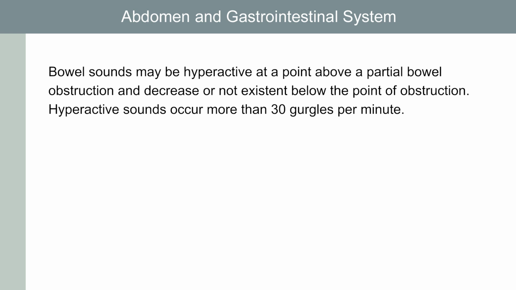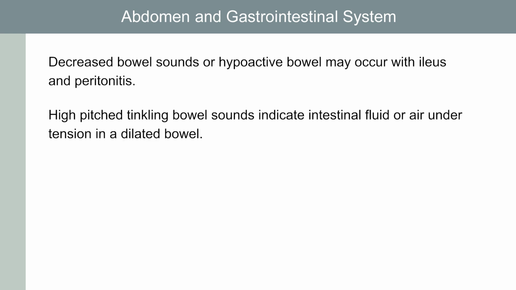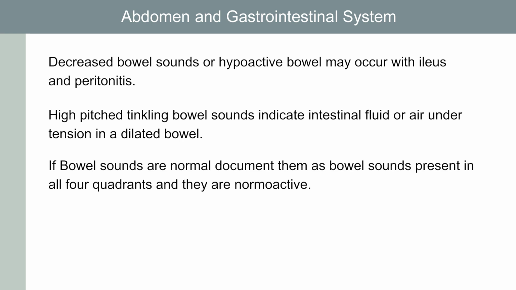Bowel sounds may be hyperactive at a point above a partial bowel obstruction, or decreased or non-existent below the point of obstruction. Hyperactive sounds occur more than 30 gurgles per minute. Decreased bowel sounds, or hypoactive bowel sounds, may occur with ileus or peritonitis. High-pitched tinkling bowel sounds indicate intestinal fluid or air under tension in a dilated bowel. If bowel sounds are sounding normal, document them as bowel sounds present in all 4 quadrants and that they are normal active.